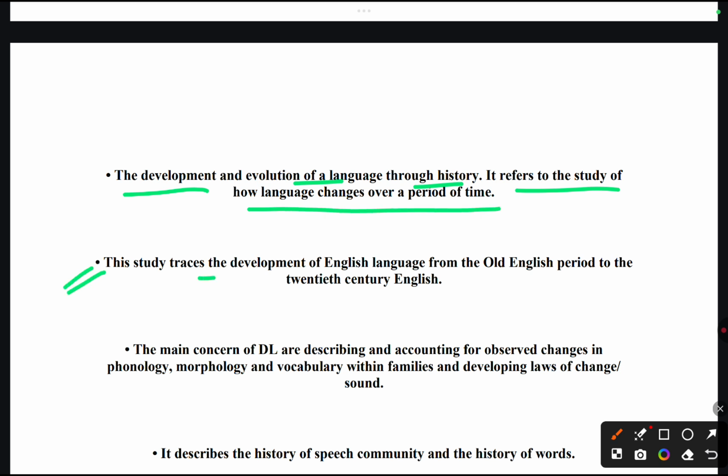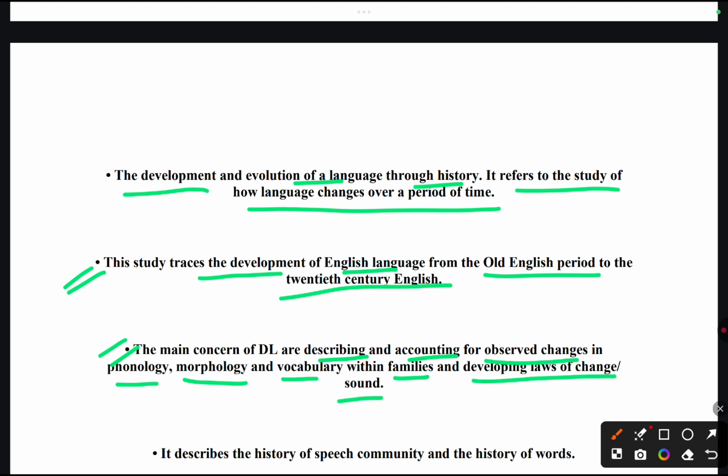This study traces the development of the English language. For example, if you are taking the English language, you can see how this English language has changed from the Old English period to the 20th century English, or you can say Modern English. The main concern of diachronic linguistics is describing and accounting for observed changes in phonology, morphology, vocabulary within families, and developing loss of change in sounds.